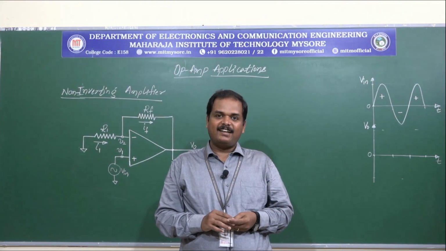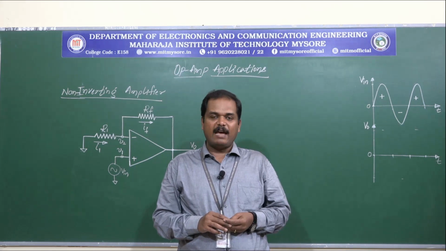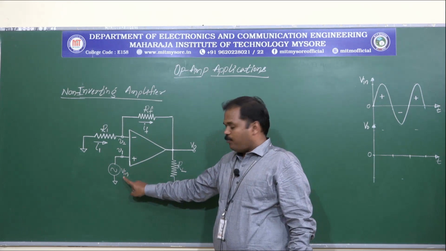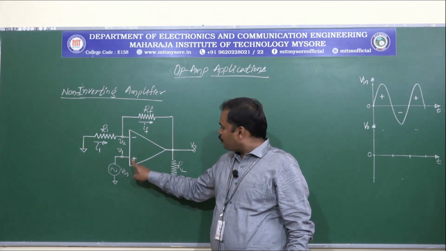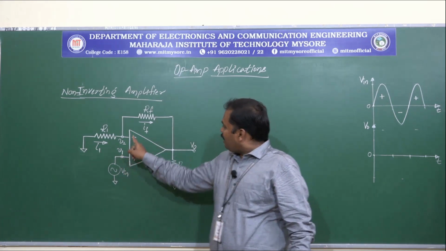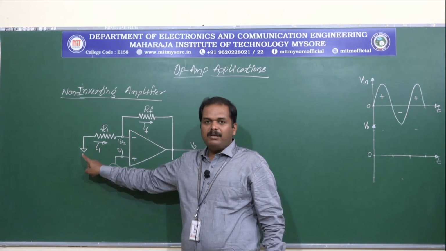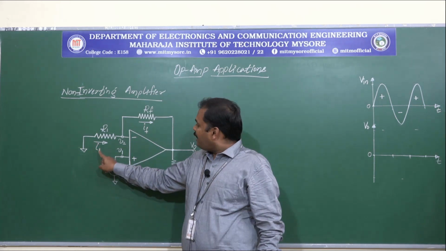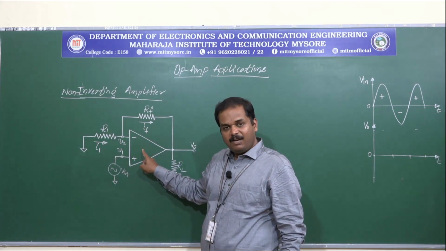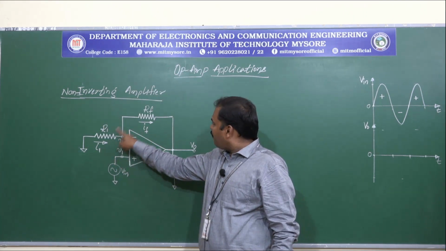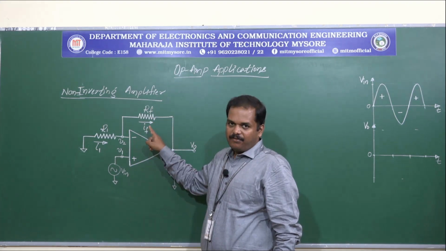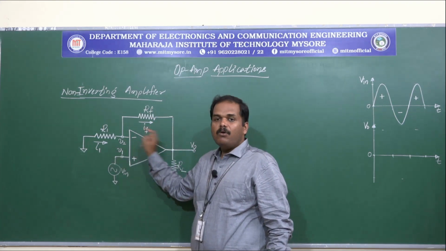Now let us understand the working of the non-inverting amplifier. As we can see in the circuit diagram, the input signal Vin is applied to the non-inverting input terminal V1 and the inverting terminal V2 has been grounded. The current I1 is flowing through R1 and this cannot get into the op-amp because of the high input impedance. So this current I1 will be flowing through the feedback element RF as IF. So I1 is equal to IF.